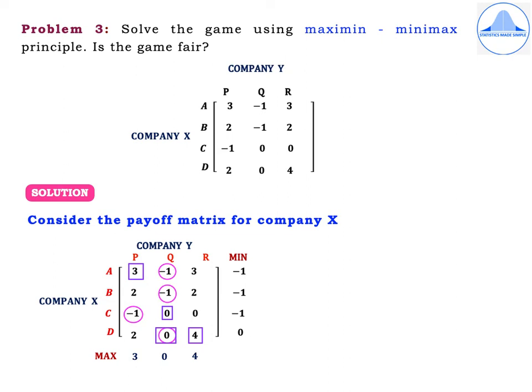Corresponding to the strategy Q, the payoffs are -1, -1, 0, 0. So the maximum value here is 0. So put a box around both the zeros like I have done in purple color and then write the maximum value 0. Then corresponding to the strategy R, the payoffs are 3, 2, 0 and 4. The maximum here is 4. So put a box around 4 and write the value 4.